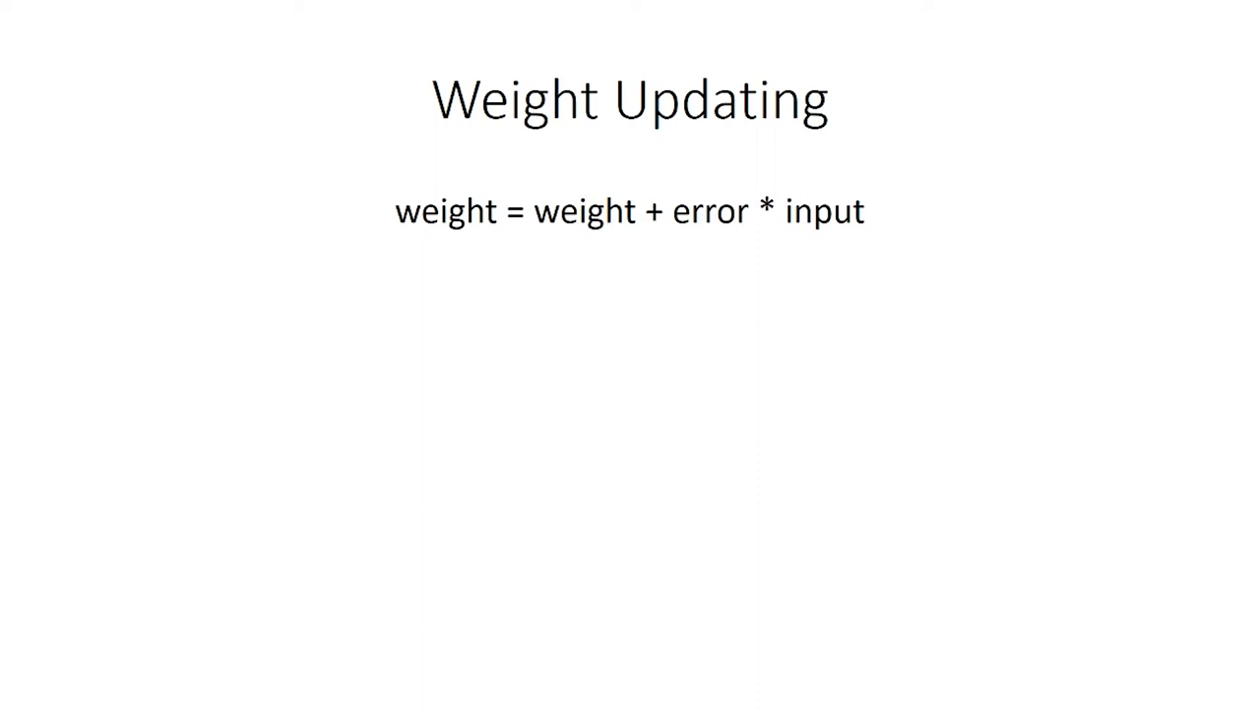To update a weight, you get the error of its output neuron and multiply that by the input neuron's value, then add that to the previous value. This works, sometimes. Turns out most of the time you need another value called the learning rate. It's a constant value that is chosen based on experimentation. What this does is slow down the training rate to avoid overshooting. To use this, you'll just add it to the formula. So now the formula is weight equals weight plus learning rate times error times input.